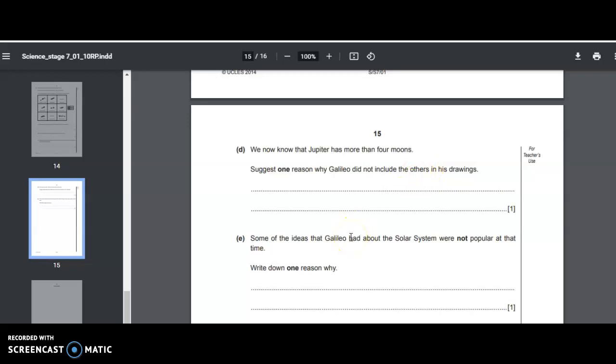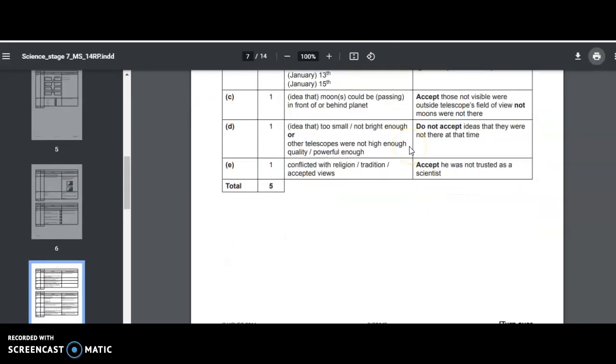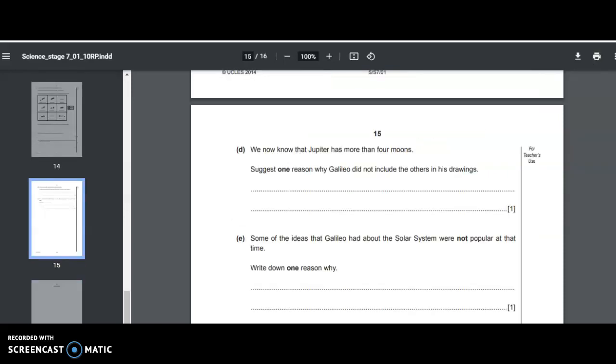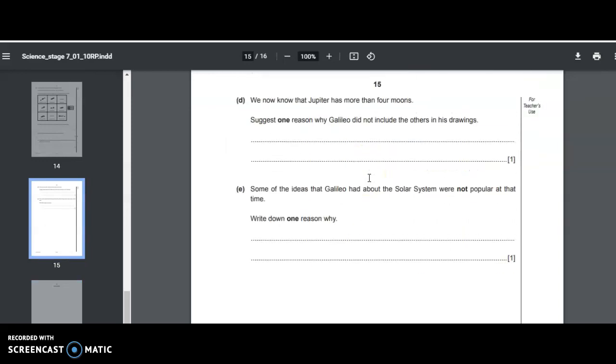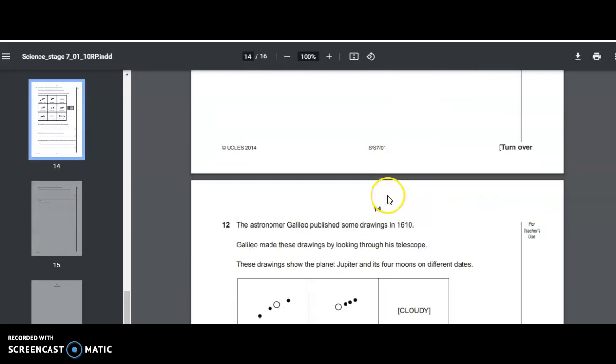And why was this not a popular idea at the time? People don't like change. People don't like new ideas. And people don't like to go against their religion. So the answer for that one is it conflicted with religious views, traditions, or acceptable views. If you have any more questions about this test, please let me know.